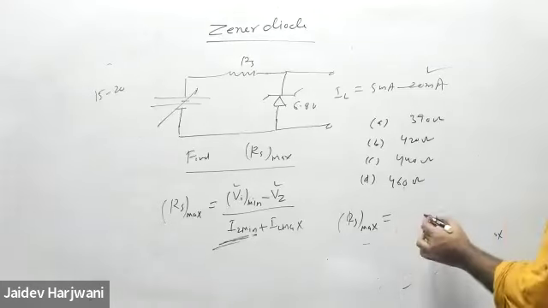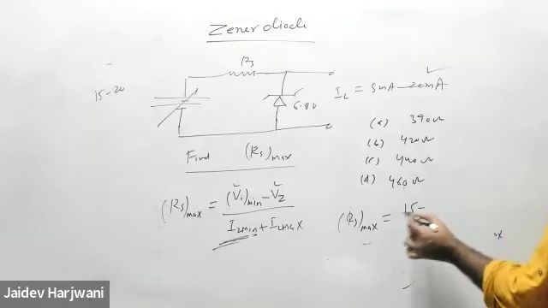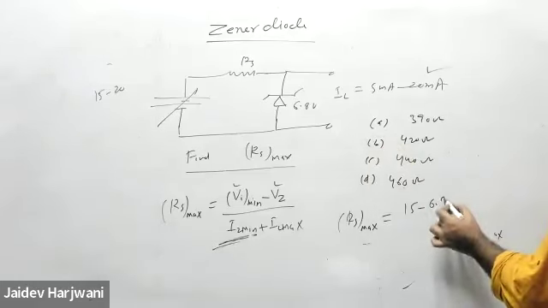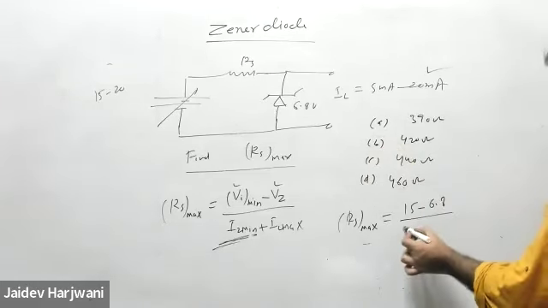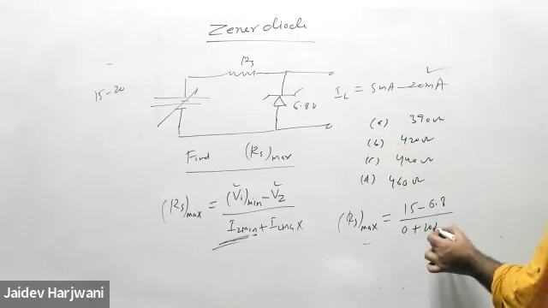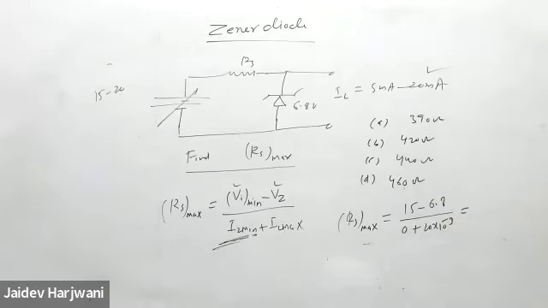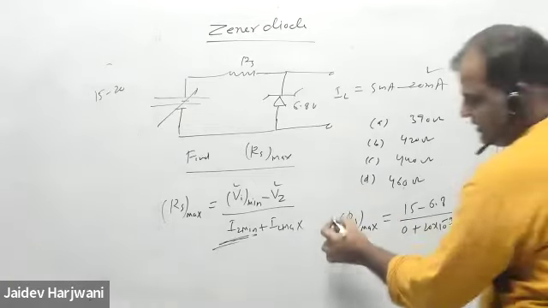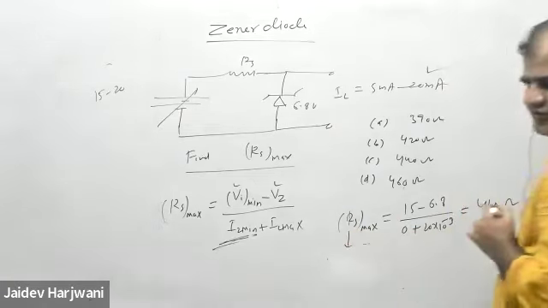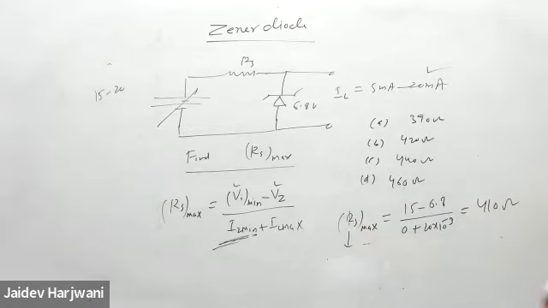So VI minimum is how much? VI minimum is 15, and VZ is 6.8, and IZ when we put 0, IL max is 20 milliampere. Tell me how much is coming? RS max, what is the value? 410 ohm. Very good. But this is the upper limit. My value should be less than this one. So which is the correct option? 390. 390 is the correct option.